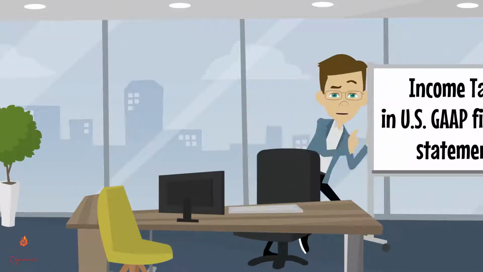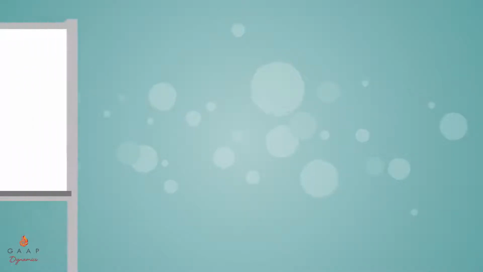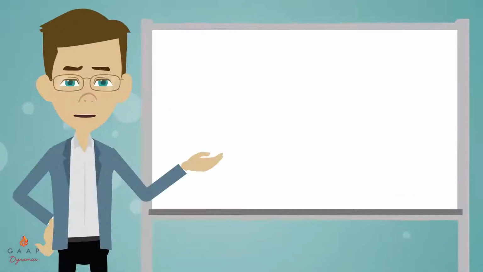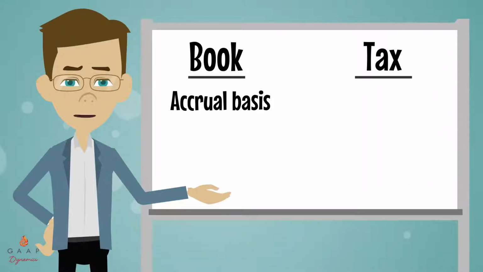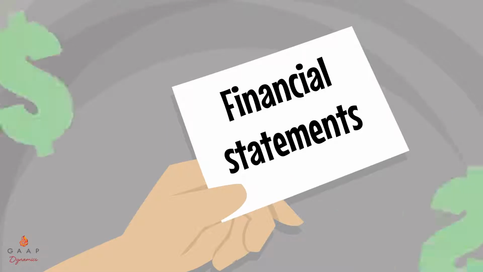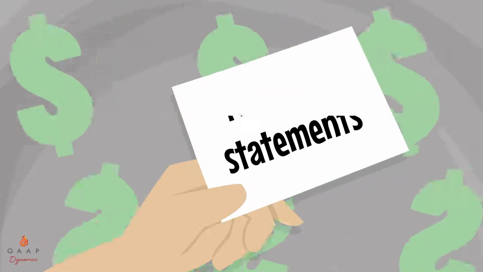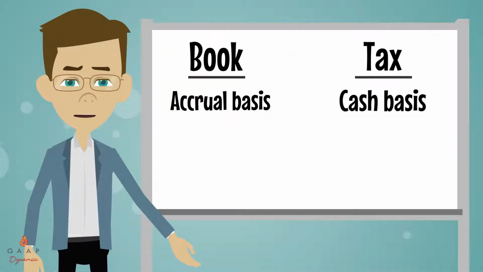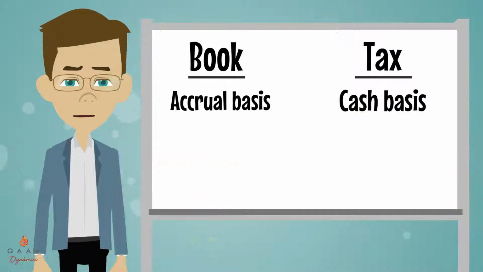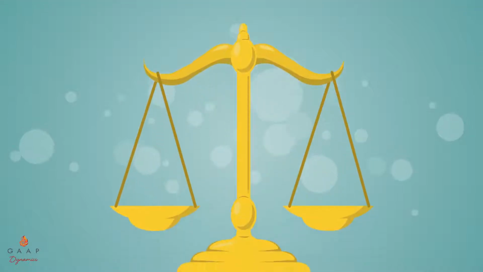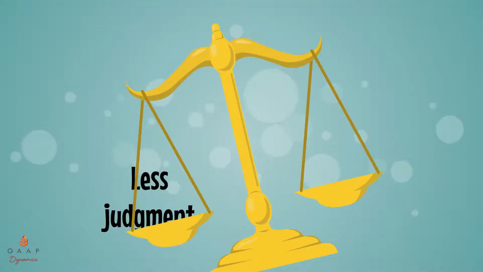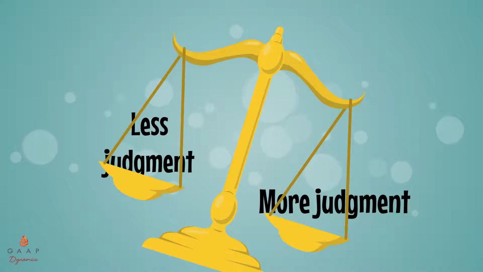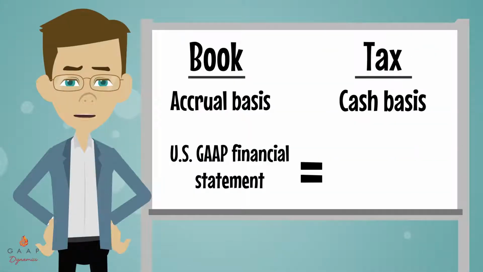The Internal Revenue Service, IRS, imposes a tax accounting framework that can differ from US GAAP. Accrual basis accounting is used for financial statements, and the resulting income is often referred to as book or pre-tax financial income. Cash basis accounting is typically used for tax purposes, but this is not always the case. In addition, tax law usually requires less judgment, while GAAP accounting is filled with management estimates. Therefore, the US GAAP financial statements do not match the tax return for many items.